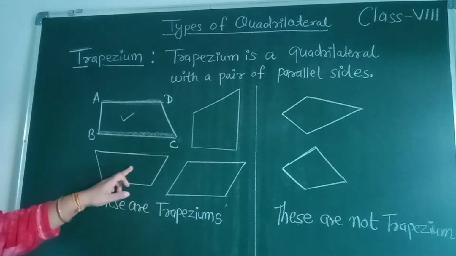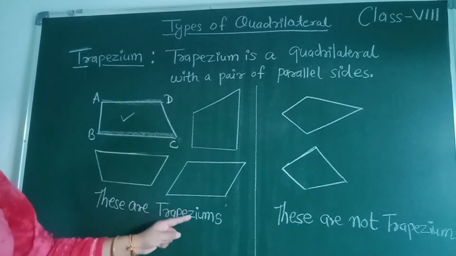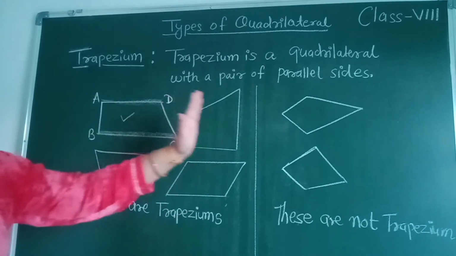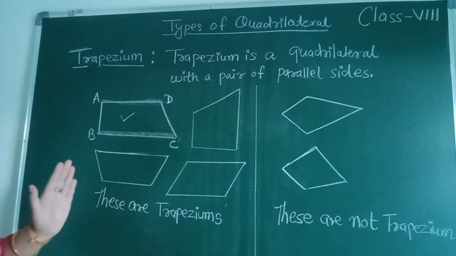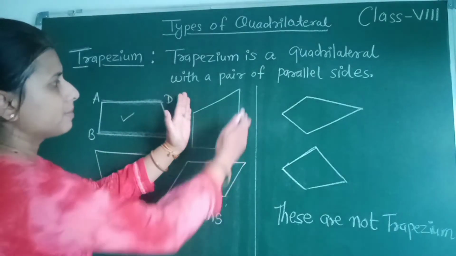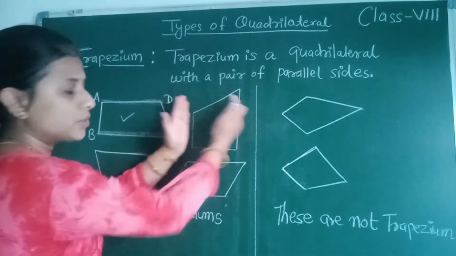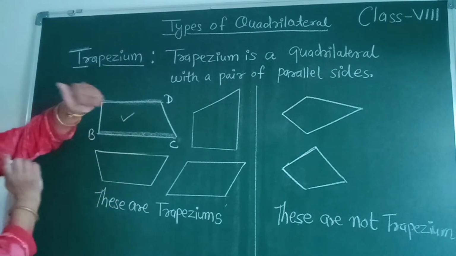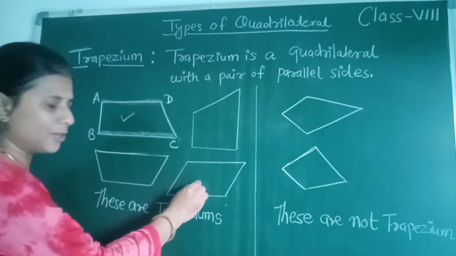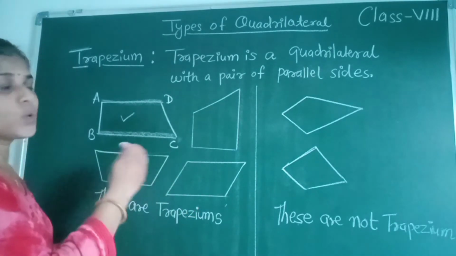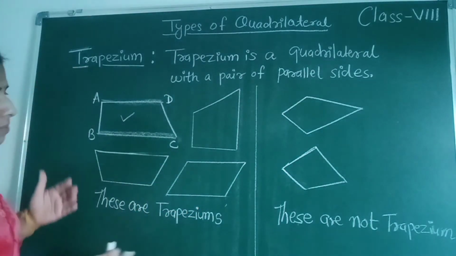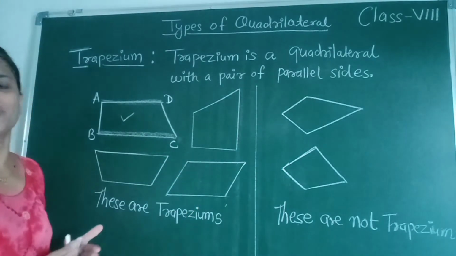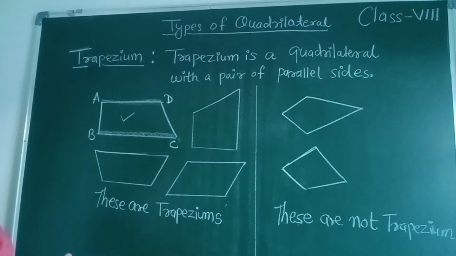All these figures are your trapezium. Why? In all these diagrams one pair of opposite sides is parallel. In this diagram this side is parallel to this side. In this diagram these two lines are parallel to each other, and this one is a parallelogram. It means a parallelogram is also a trapezium, because in this parallelogram both pairs of opposite sides are parallel.